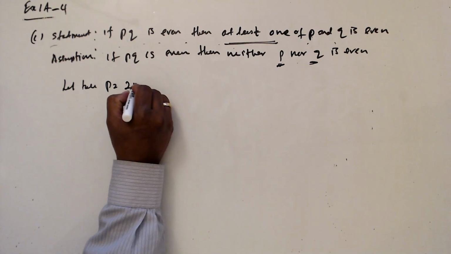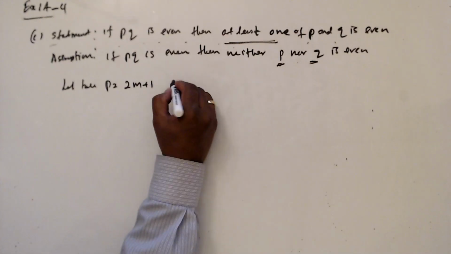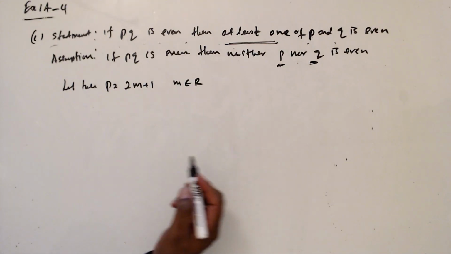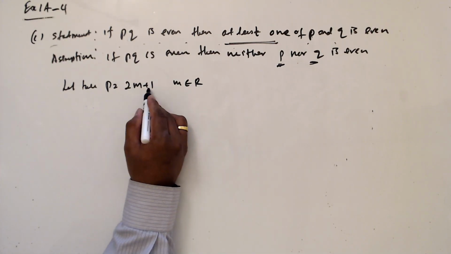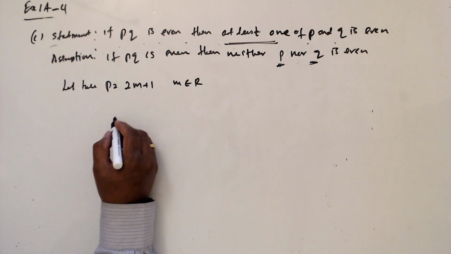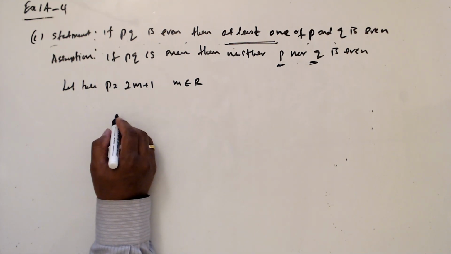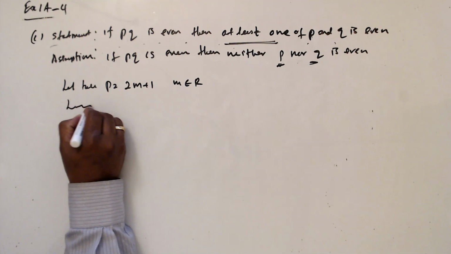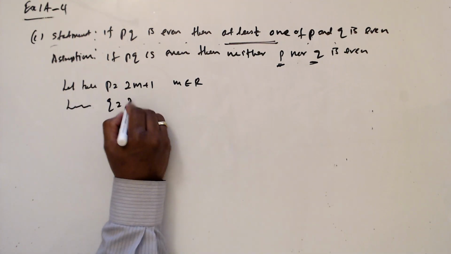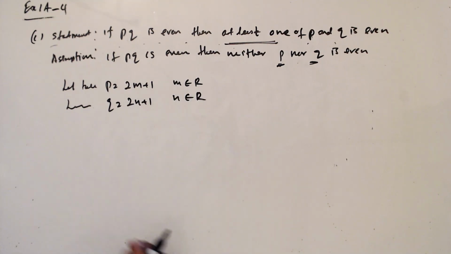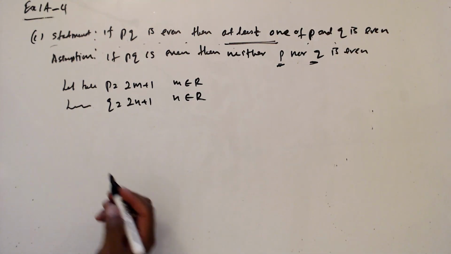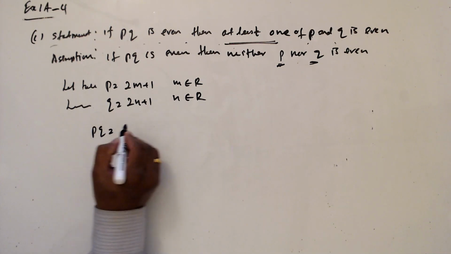How do we write? 2m plus 1, m is an element of real numbers. So take any number from the number line, multiply by 2 and add 1. It will become odd. So this is the standard way of writing an odd number. So let's take Q equal 2n plus 1, n also such a number in the number line. So then we'll find PQ.